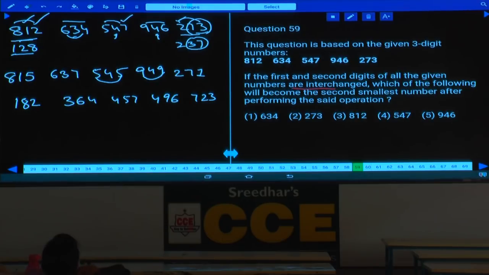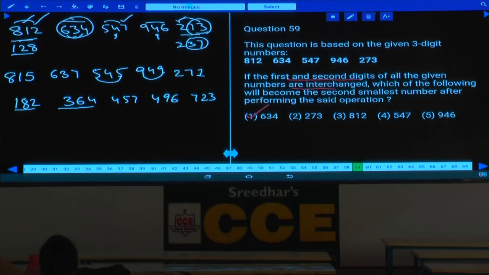The first and the second digits of all the given numbers are interchanged. Then which of the following will become the second smallest number? Yes, tell me what is the first smallest here? 182, and the second smallest number is what? 364, and 364 we are getting from which number? 634, and that is choice 1 is the answer. Clear now? Now let us look into this one, question number 59 once again.